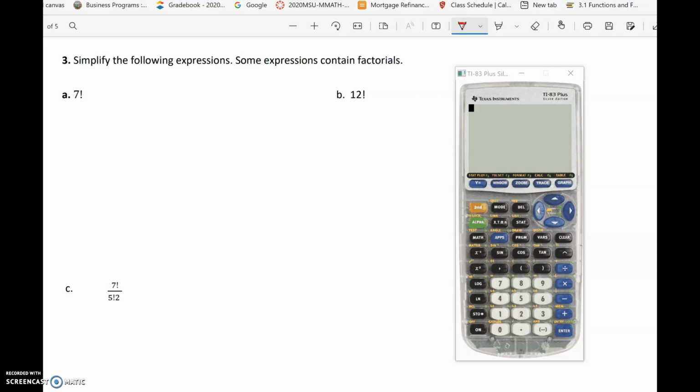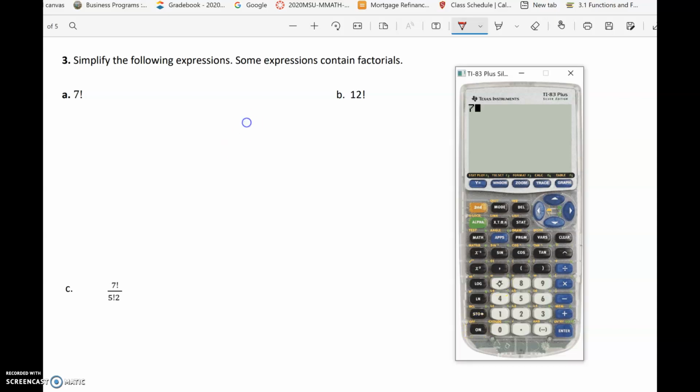Hi class, let's take a look at problem 3. Now, to evaluate the factorial keys, factorials represent a multiplication of values. So 7 factorial represents 7 times 6 times 5 all the way to 1. And in this case, this is how you're going to evaluate it.